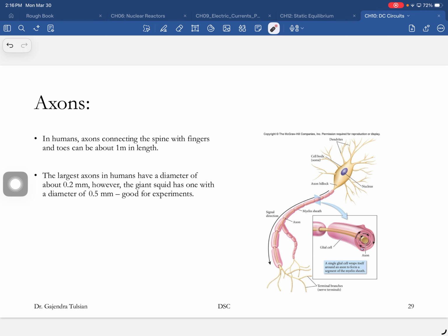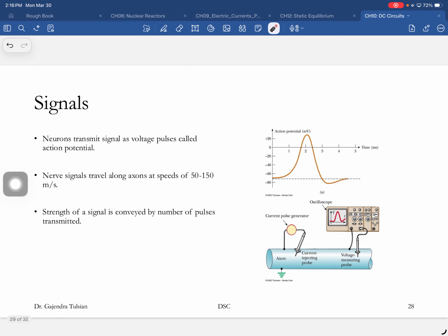Nerve signals travel at about 100 meters per second. Strength of the signal is conveyed by the number of pulses transmitted. Okay, so now let's see how this signal is generated. So we want to generate plus 20 millivolts inside at this location. You can read all of that stuff.